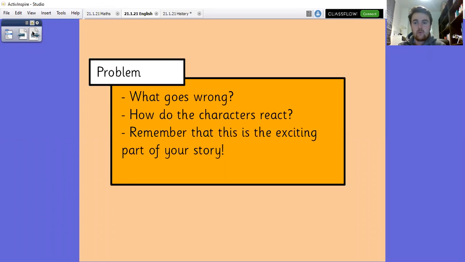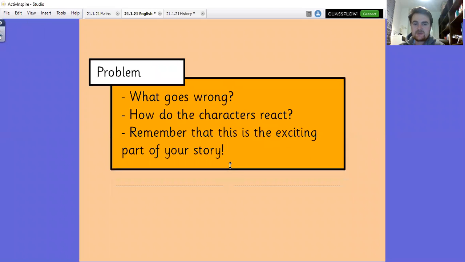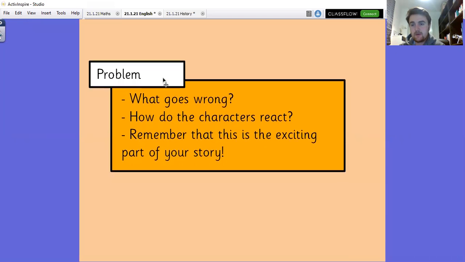Okay, so in your problem, what goes wrong and how do the characters react? That includes their actions, their feelings. You must remember that this is the exciting part of the story. So many of our stories when we're writing in school, we get to the problem and the problem appears and then goes without the reader realizing. I want the reader to really feel like they're in that problem with your main character. The problem can often be 2 or 3 paragraphs long, even in a short story.